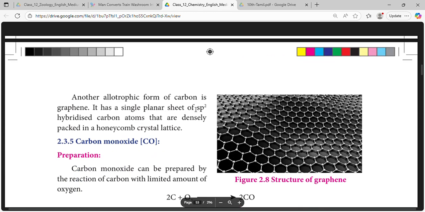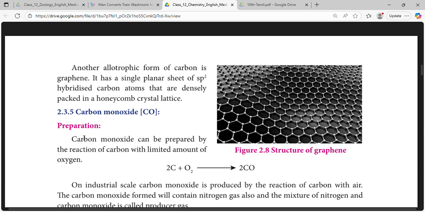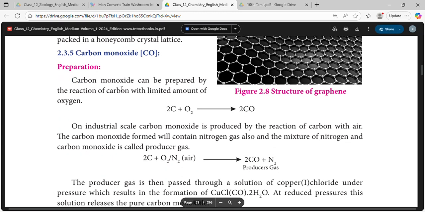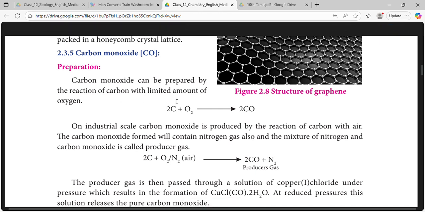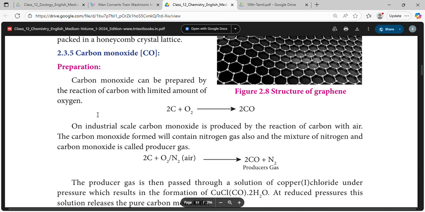Another allotropic form of carbon is graphene. It is a single planar sheet of sp2 hybridized carbon atoms that are densely packed in a honeycomb crystal lattice. Carbon monoxide can be prepared by the reaction of carbon with a limited amount of oxygen.